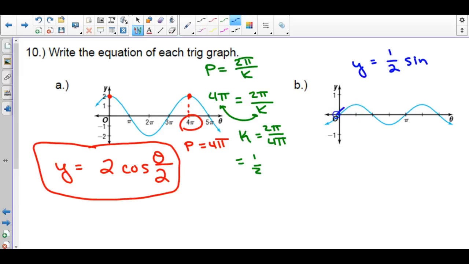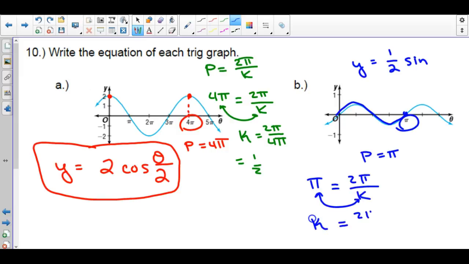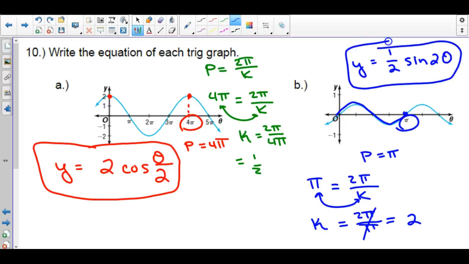With this type of problem, I need to figure out where one full wave is, and that's what the period is. So my period for this problem is pi. So I'm going to say pi is equal to 2 pi over k. I'm going to do my little flip-flop here with the k and the pi. So 2 pi over pi simplifies to 2. So that is my coefficient of theta. Again, that is my k value.